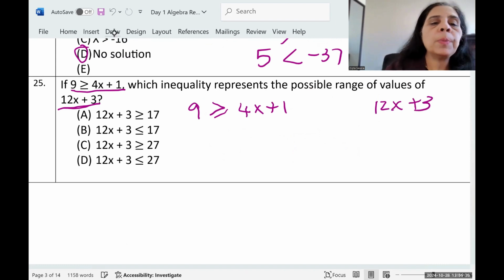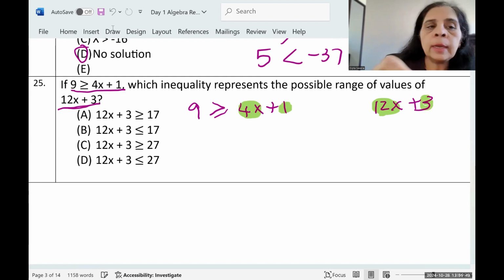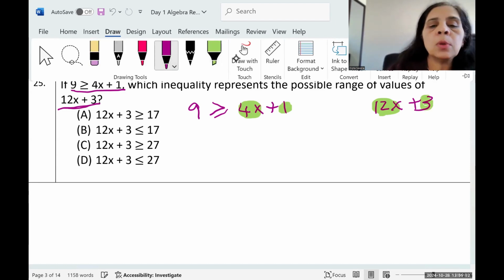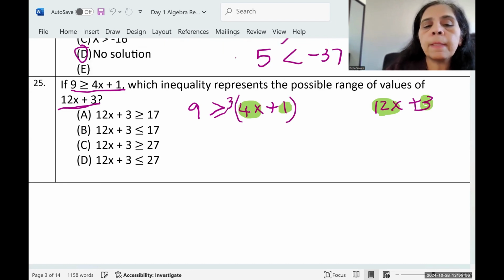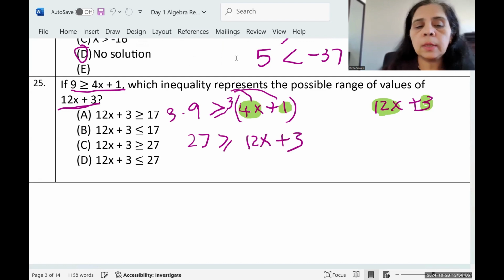We can compare. Is there any relation? See, we have a variable part here. So what I'm looking for, 4x, 4 times 3 is 12x. 1 times 3 is 3, right? So what we need to do? We just multiply by 3 on both sides, right? So 3 times 9 is 27, and you can use the distributive property here, 12x plus 3. So that's it. That's what we are looking for.